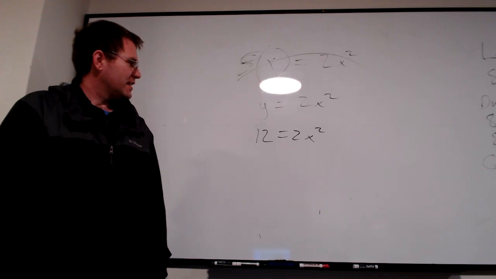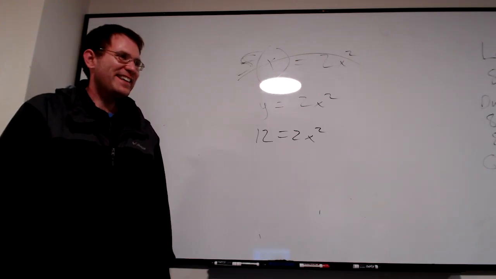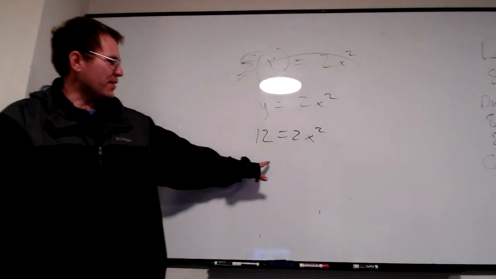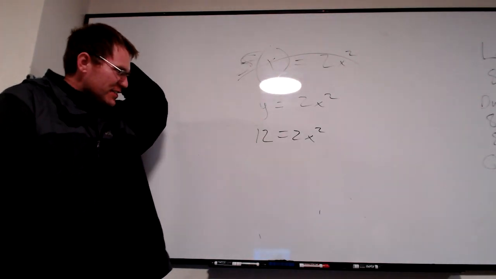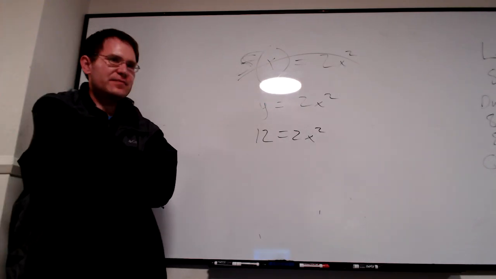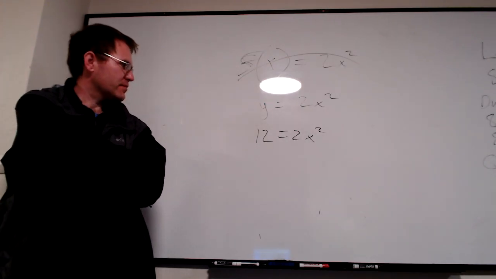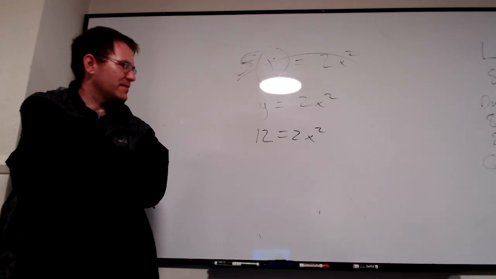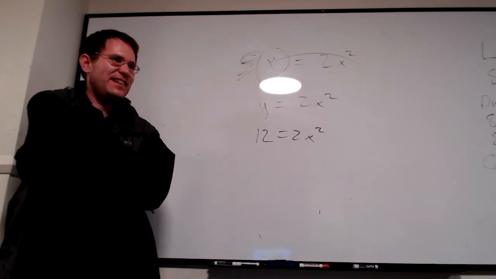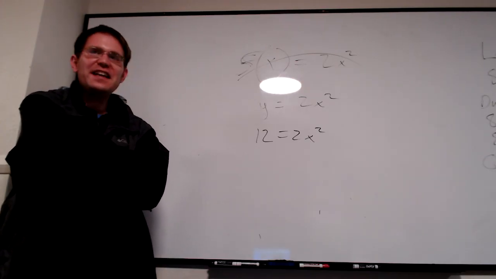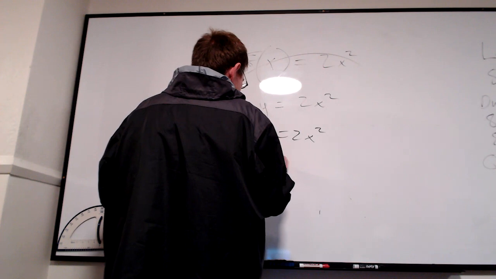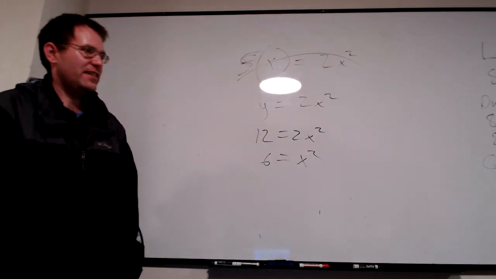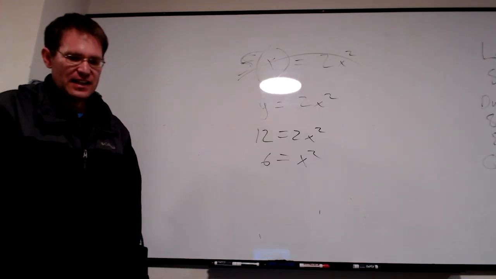What would we do to try to solve this? What would be the first thing we would do here? Minus 2 times that. Would you divide by 2 first? I think you would, yeah. So you would have 6 equals x squared. What do you do next? The square root. That's right.